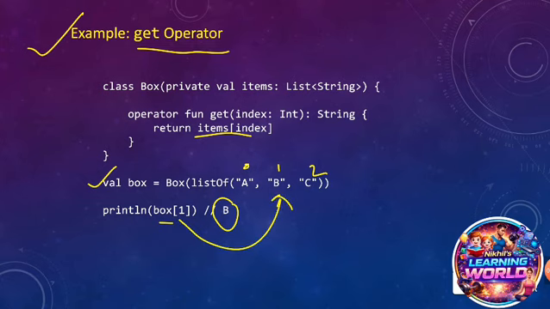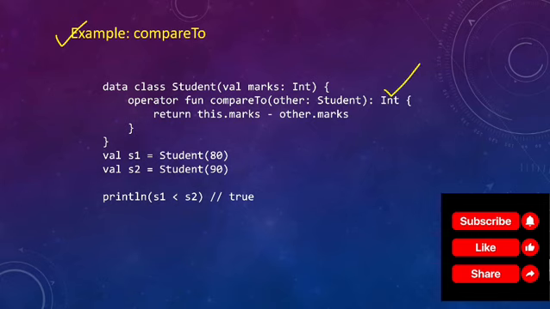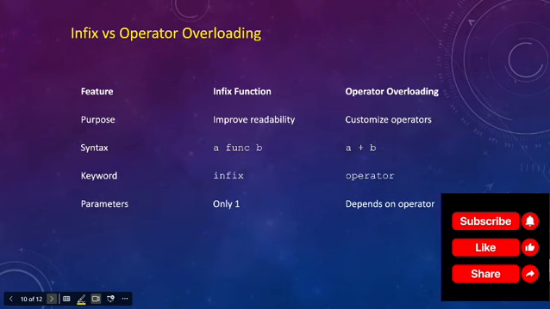Okay, compareTo is also a built-in function. So data class Student with val marks, it should be an integer. Operator function compareTo(other: Student), it will return an integer: this.marks minus other.marks, the current marks minus other marks. For example, s1 and s2 are two Student data class objects. s1 compareTo s2 is true, because 80 is less than 90.